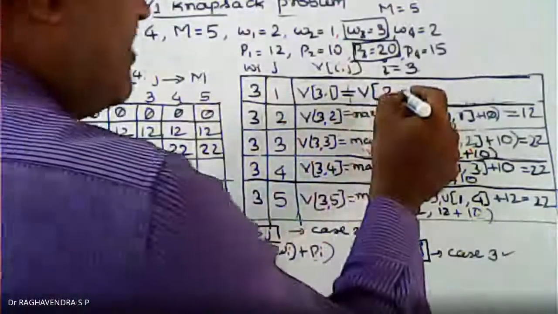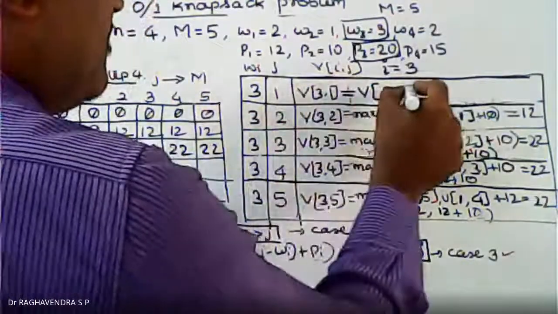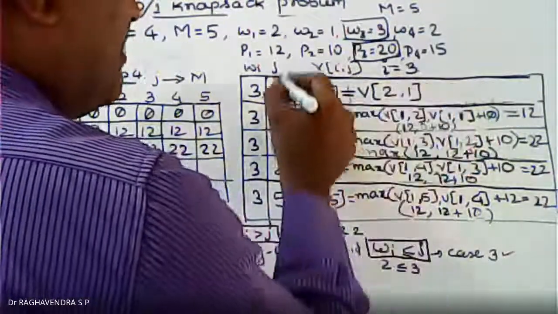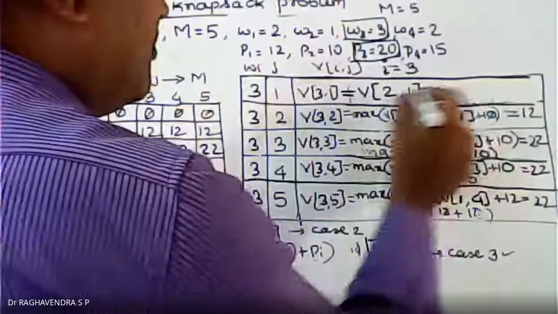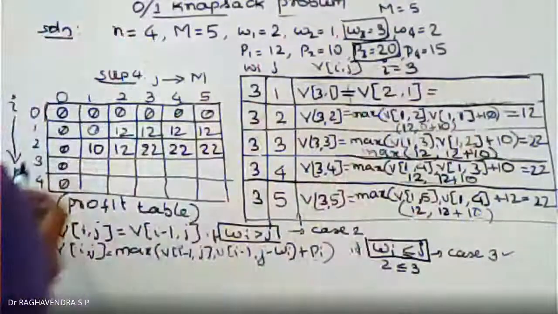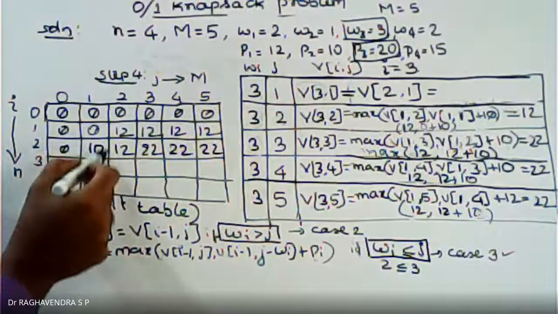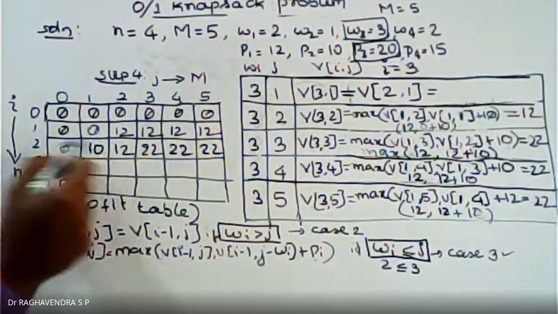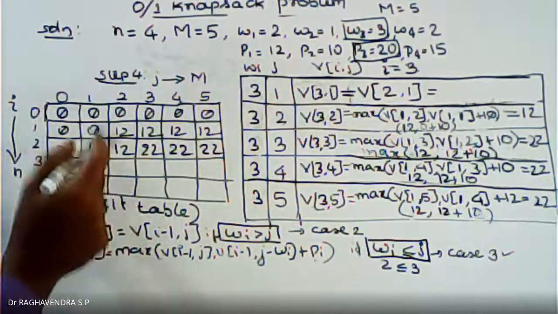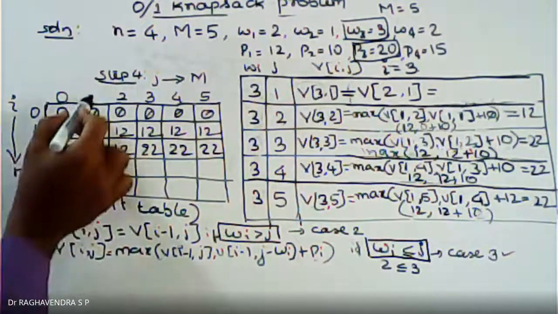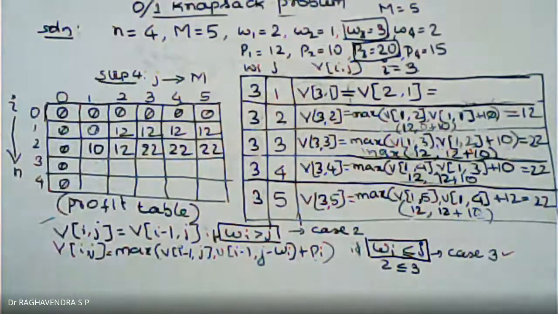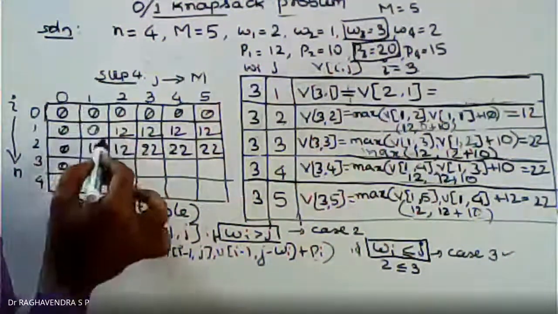2, comma j. The j value is 1. So what is V of 2 comma 1? 2 comma 1, what is the value?